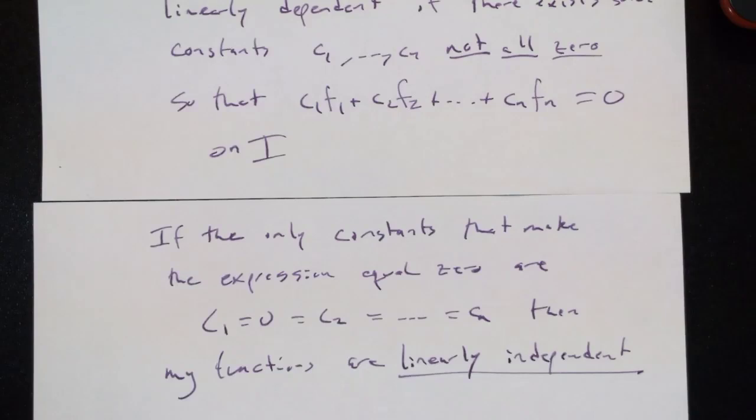With the exception of using the word function instead of vector, this is the exact same definition we used in linear algebra. As a matter of fact, I think we wrote it. My vectors are linearly independent if that equation equaling 0 up there at the top of the screen only had the trivial solution C1 equals 0, C2 equals 0, all the way up to Cn equals 0.